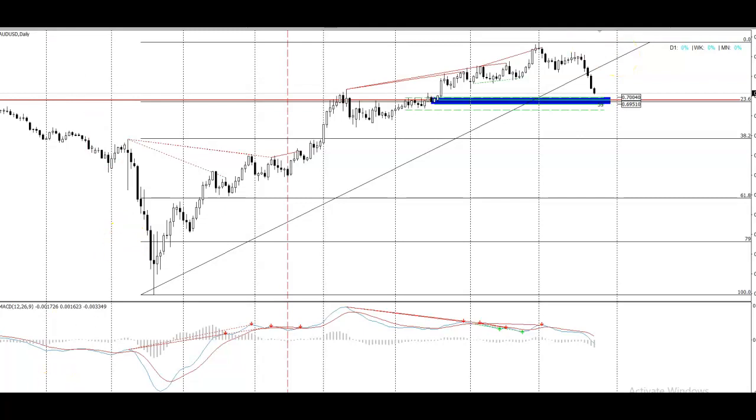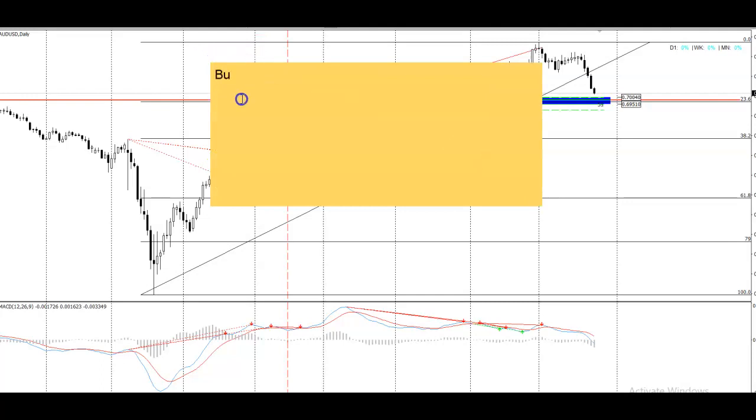So the setup is: buy AUDUSD at 0.6099, stop loss at 0.687, take profit we'll go at 0.73. Okay, and that's the trade there. So you can pause the video, write that down. As always, trade at your own risk.